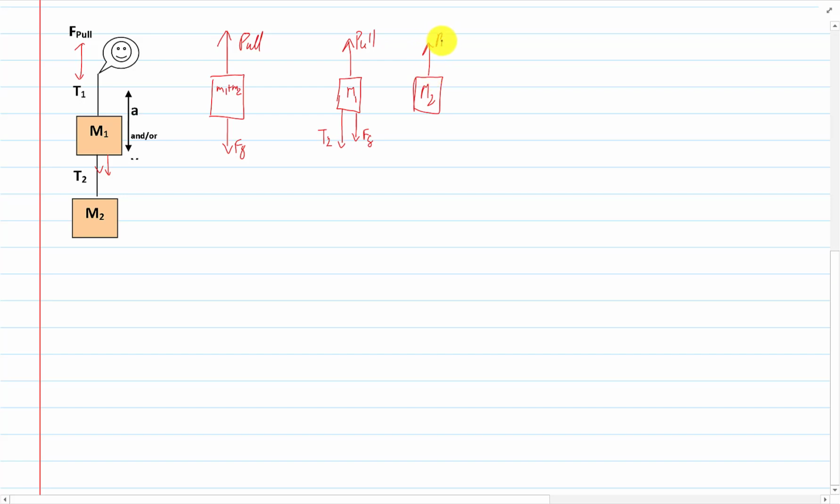which is, there's a pull force? No, there is no pull force on there. This pull force is attached to this guy. There's no pull force pulling up on this guy. So there's only a T2 pulling up on it, and then there's a force of gravity pulling down on it.